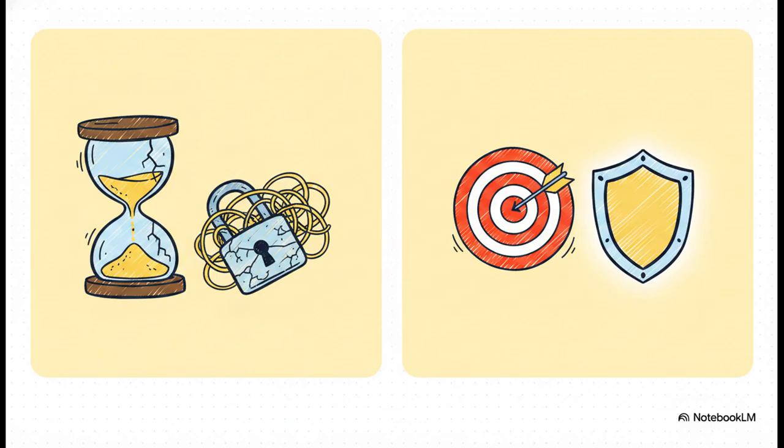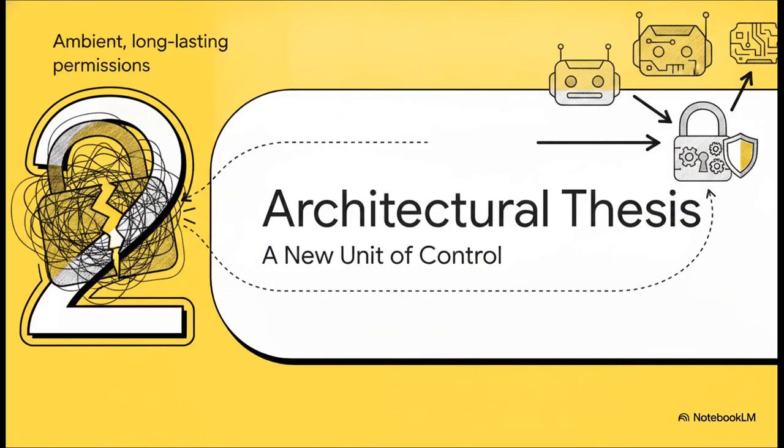Think about it. If an agent is working in the background for 3 days straight, scraping data, summarizing reports, a valid session token absolutely does not guarantee that work should still be happening. Context changes. So access has to be evaluated at the exact moment of the action, and it has to be bound by the specific mission itself rather than just some arbitrary login timer. So, how do we fix this? That brings us to part 2, the architectural thesis.